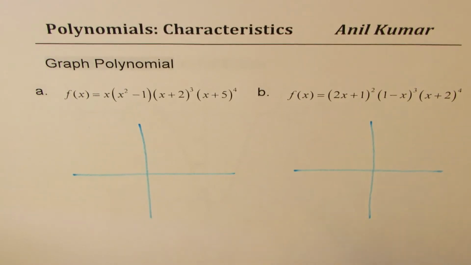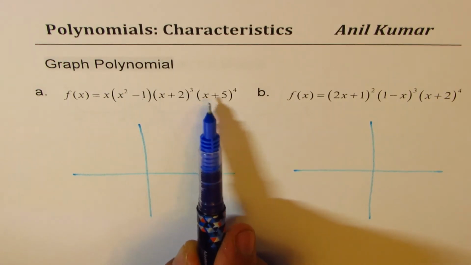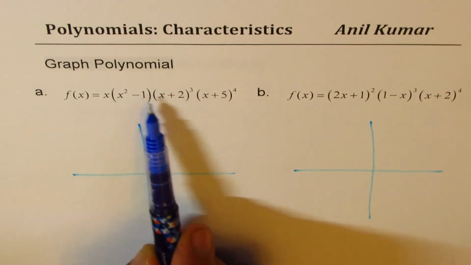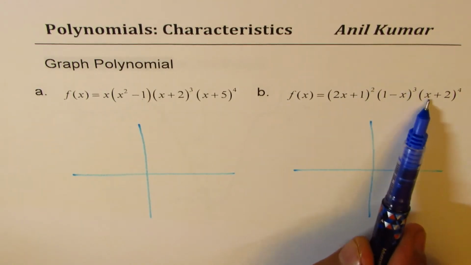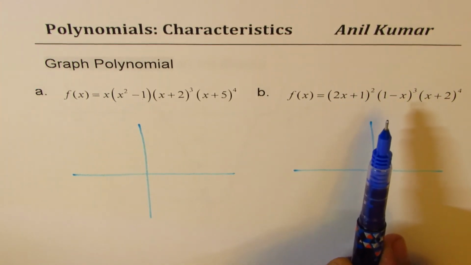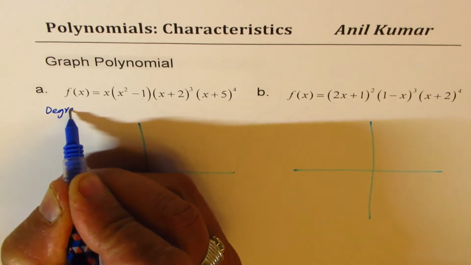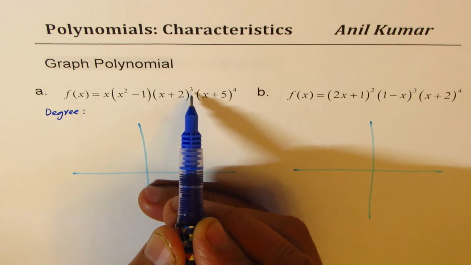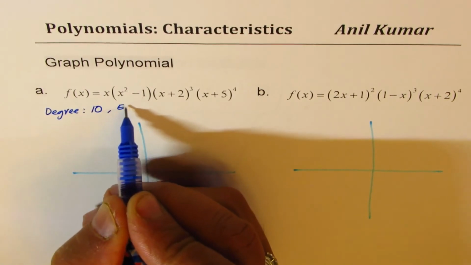Okay, so we need to graph f of x, which is x times (x squared minus 1) times (x plus 2) cubed times (x plus 5) to the power of 4. So we have taken all types of orders or multiplicities for different zeros, correct? Again, the idea is that the degrees are different kinds, so it helps you understand how to sketch polynomials. Now let's first find the degree by adding these exponents since we are multiplying them. So 4 plus 3 is 7, plus 2 is 9, and 1 is 10. So 10. That means even, correct?